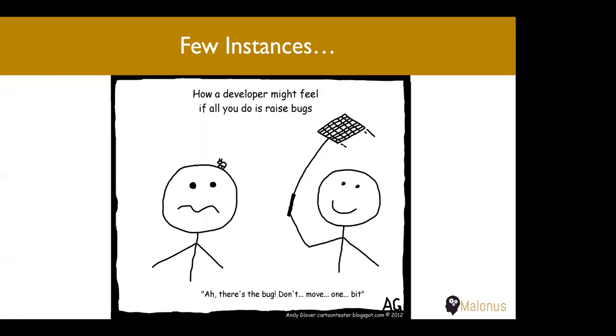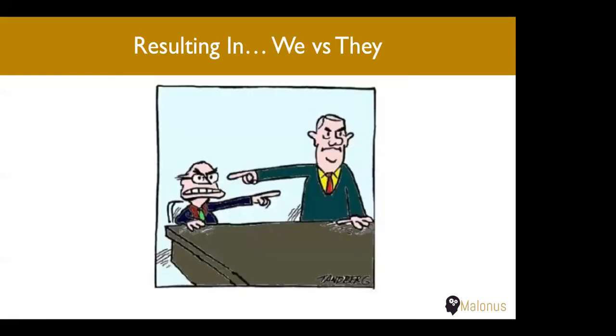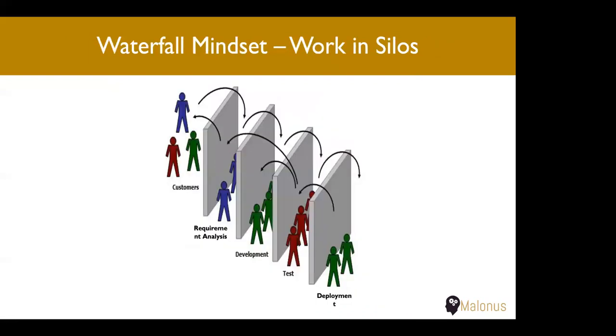Instead, the Agile mindset is all about one team and one mission. With that, it starts breaking these boundaries, and people who were earlier working over the fences start working together.